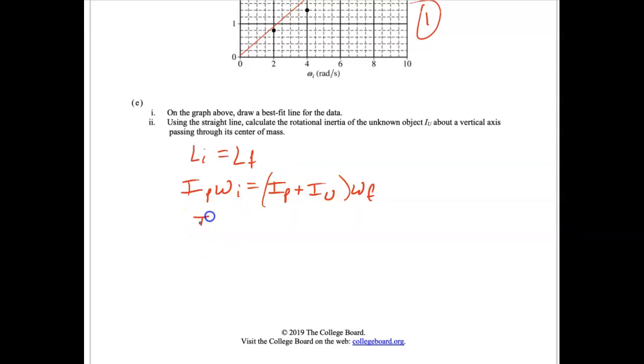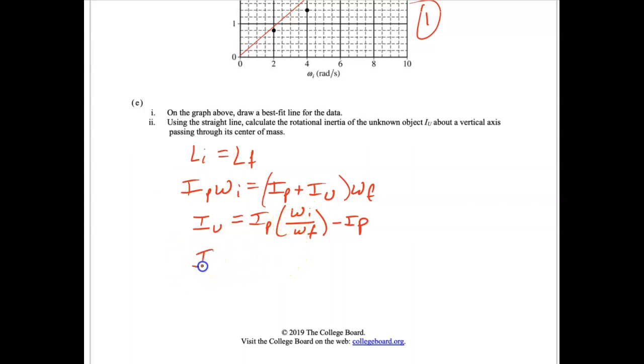Now we're going to substitute in and solve this for IU. So IU is equal to IP times the ratio of omega I over omega F, and we're going to subtract IP. So we've just taken this equation and solved it for IU. We first had to multiply both IP and IU by omega F. Once we did that, we could subtract, and then we could go through and do the ratios. So that's kind of what you'll see.